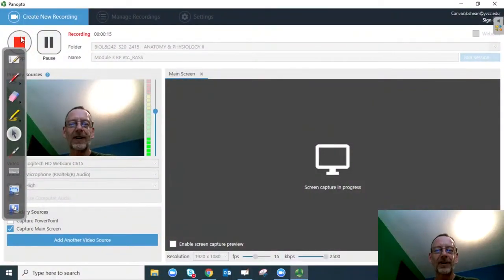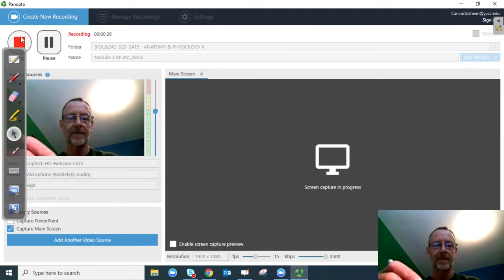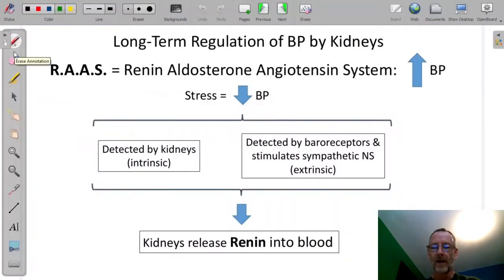Hi, let's do the last section for this chapter, saving the best for last perhaps, and this will be on RASS, the renin angiotensin aldosterone system. This is an important system, and it's all about raising blood pressure, and it's regulated by the kidneys. So all of RASS is directed at raising blood pressure.